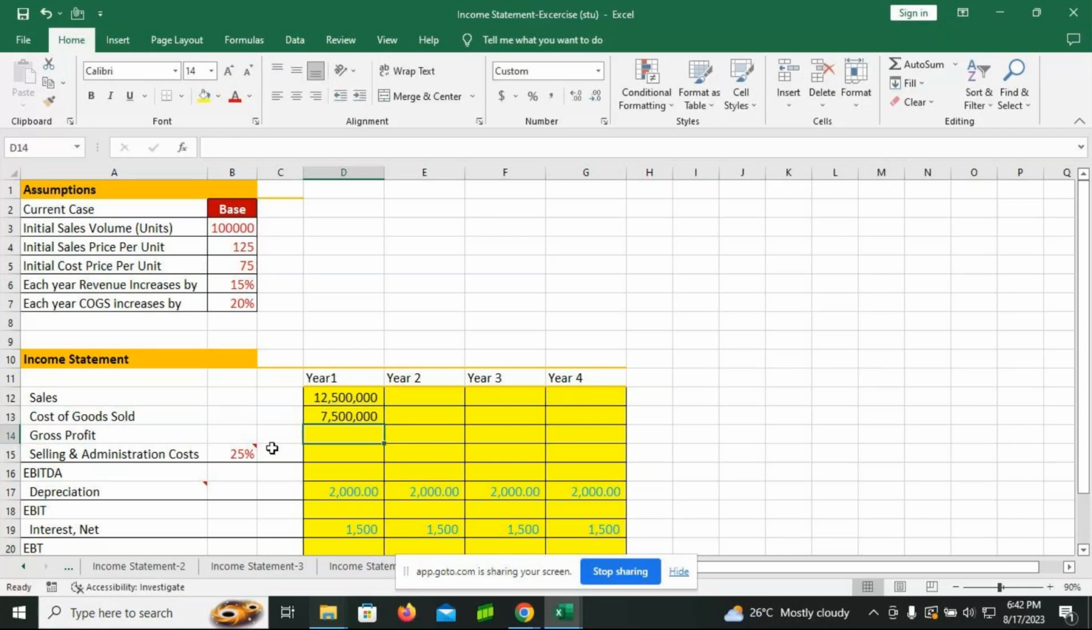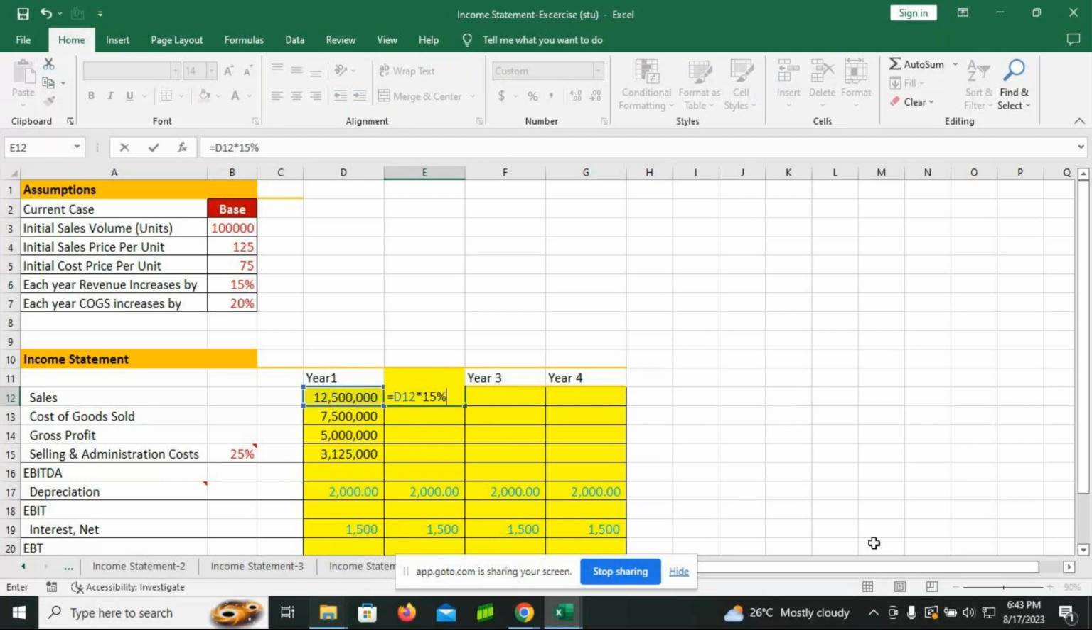So gross profit will be equals sales minus COGS. So now selling and administration expenses. So they are telling it is on revenue. So 25% on your revenue into 25%. So here they are telling each year the revenue is going to be increased by 15%. So I'll take the value of the first year sales into 15% plus this value.